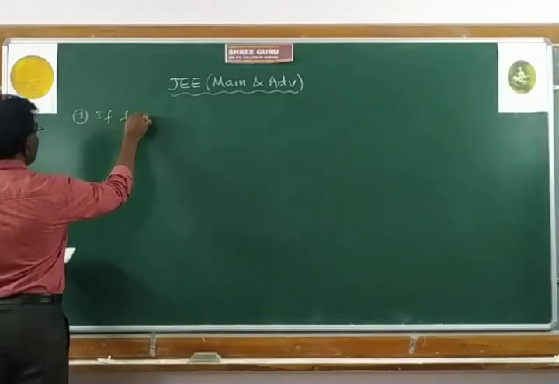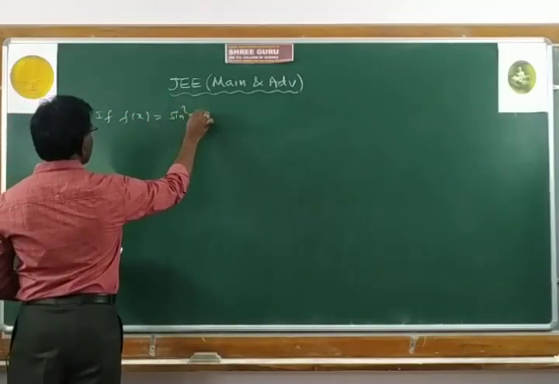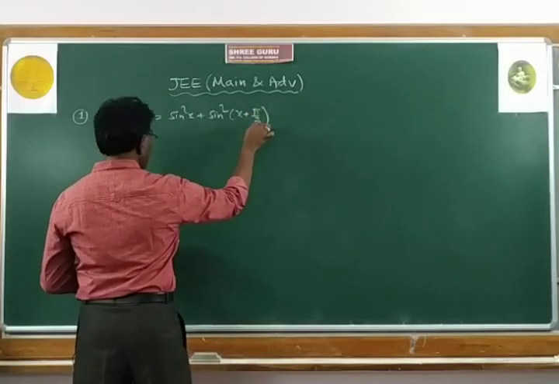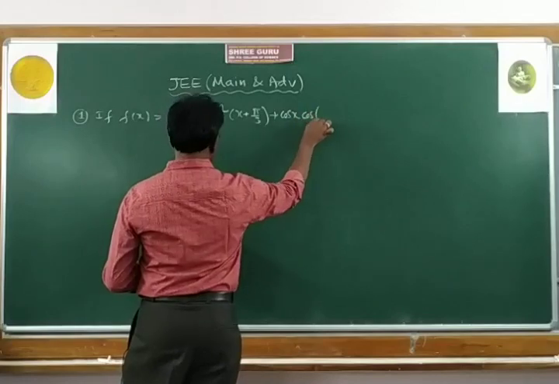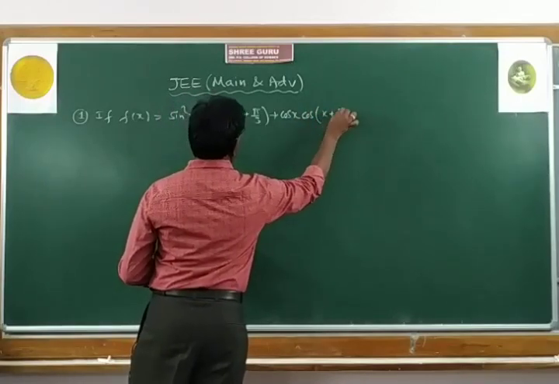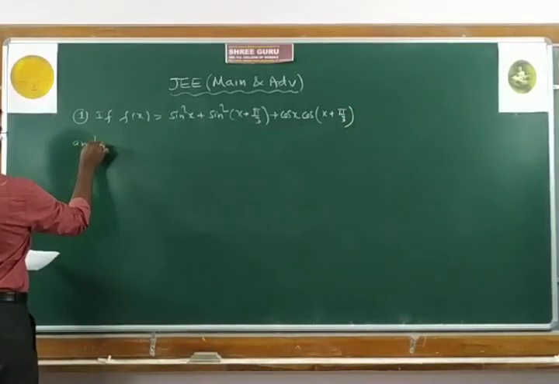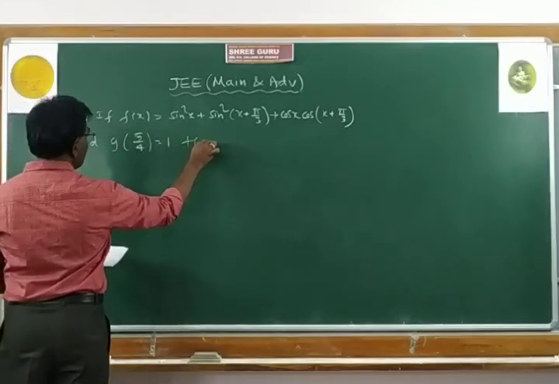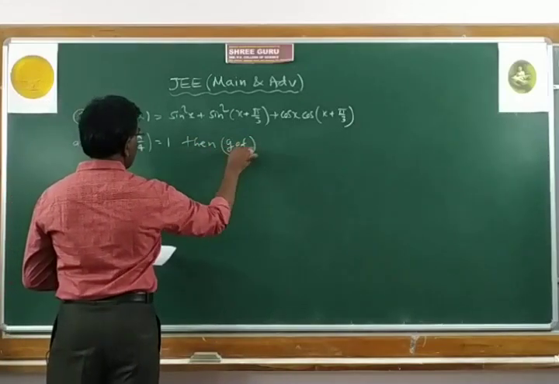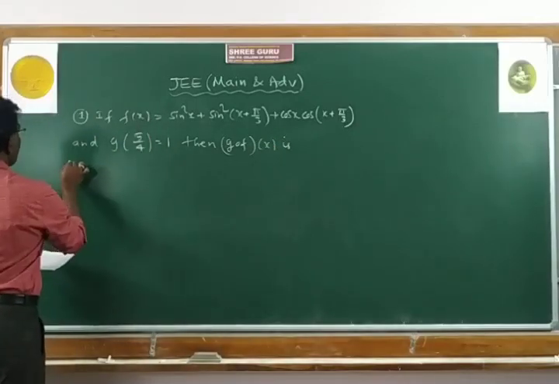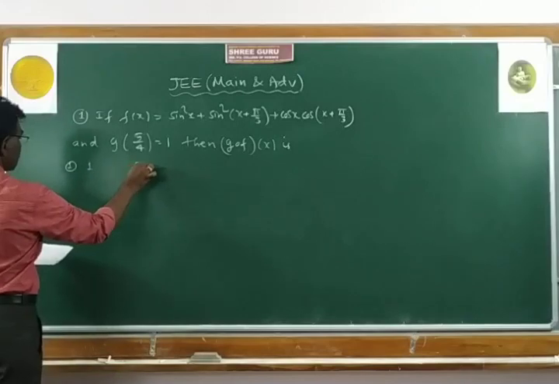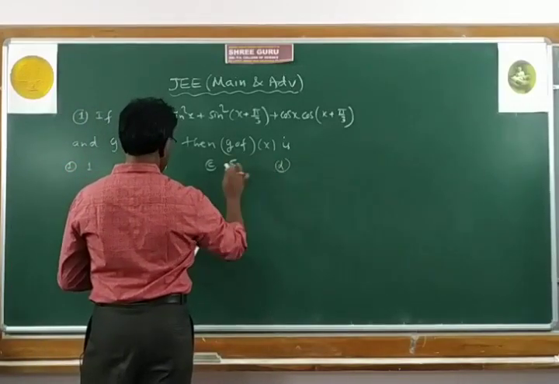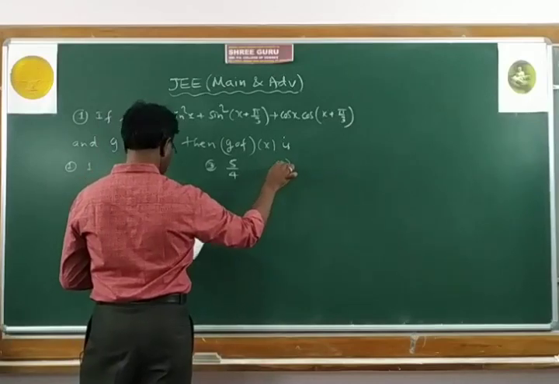If f of x equal to sin square x plus sin square of x plus pi by 3 plus cos x into cos of x plus pi by 3, and g of 5 by 4 equal to 1, then g composition f of x is: first option 1, second option 0, third option 5 by 4, and fourth option minus 5 by 4.